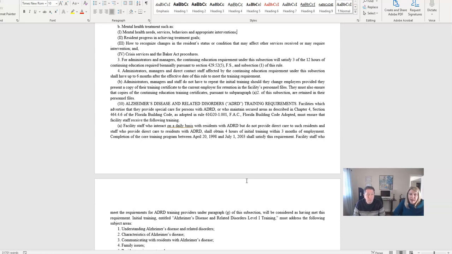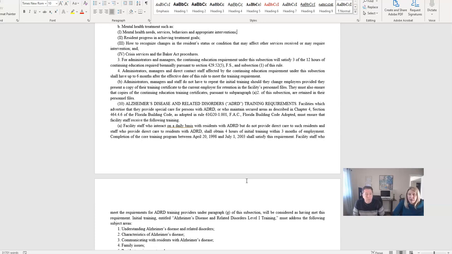So facility staff who interact on a daily basis with residents with ADRD but do not provide direct care to such residents, and staff who provide direct care to residents with ADRD shall obtain 4 hours of initial training within 3 months of employment. So if you've completed core between April 20th, 1998 and July 1st, 2003, that shall satisfy this requirement. That won't be on the test. That part, no, won't be on the test. None of those grandfathered provisions will be on any test. But what will be on the test, if you get the test with this question, would be the 4 hours of initial training within 3 months. It'll probably say 90 days.